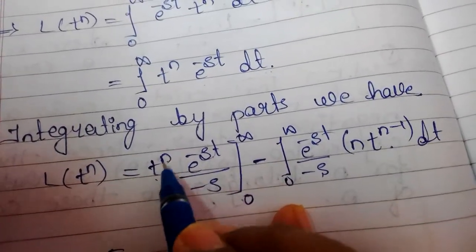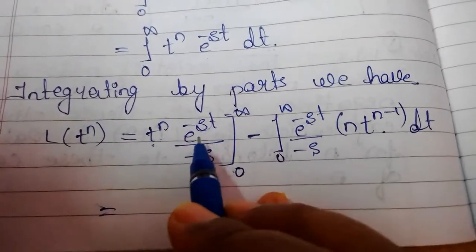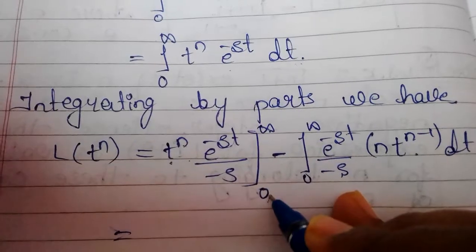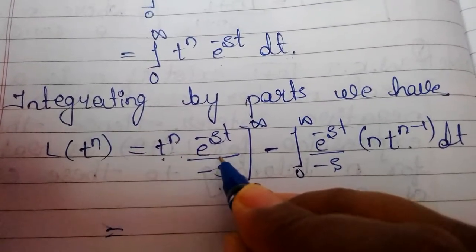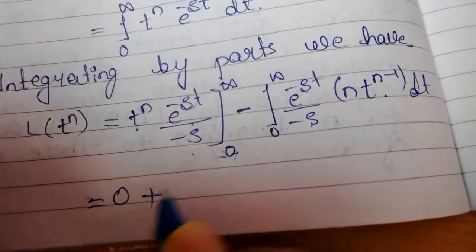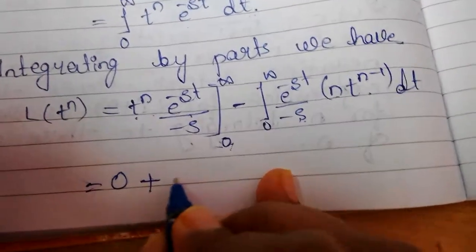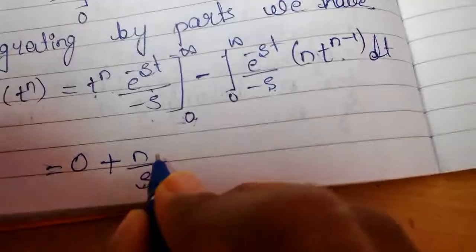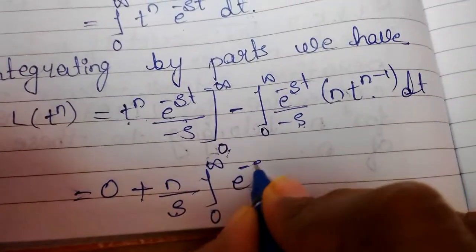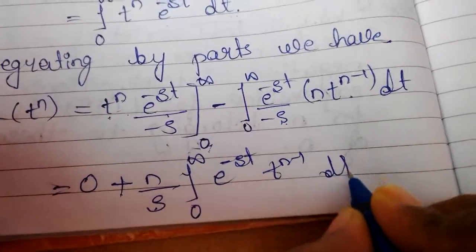See here, t raised to upper limit is infinity. When we apply the upper limit, infinity raised to n, and e raised to minus infinity is 0. 0 into something is 0. Next is the lower limit. Here t value is 0. 0 into something is 0. 0 minus 0 will be 0. Therefore 0 plus, here n divided by s is constant. Take it outside, minus into minus plus, it will be n divided by s, integration from 0 to infinity, e raised to minus st into t raised to n minus 1 into dt.